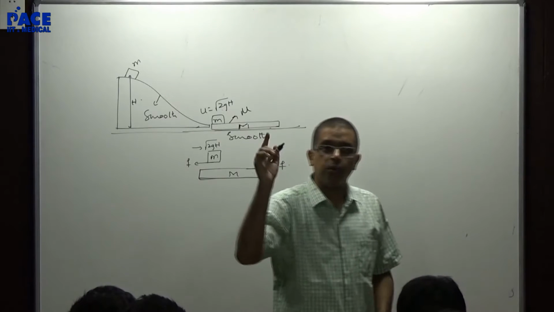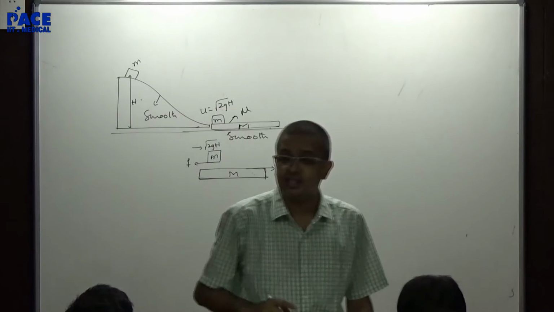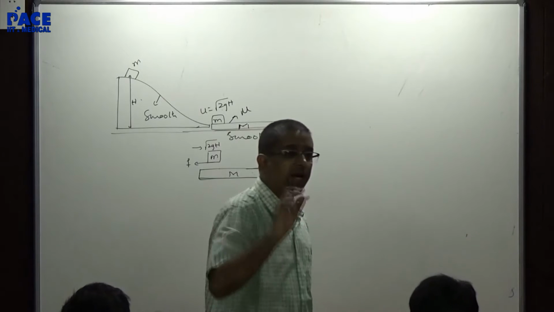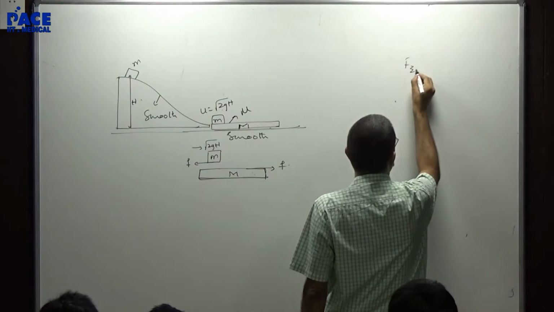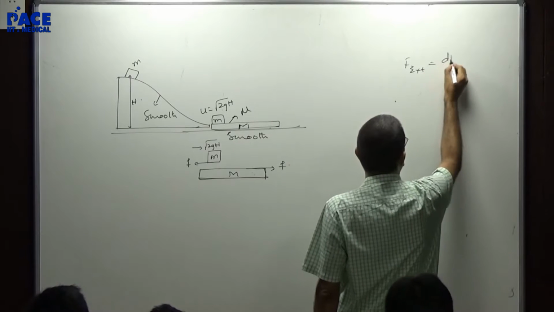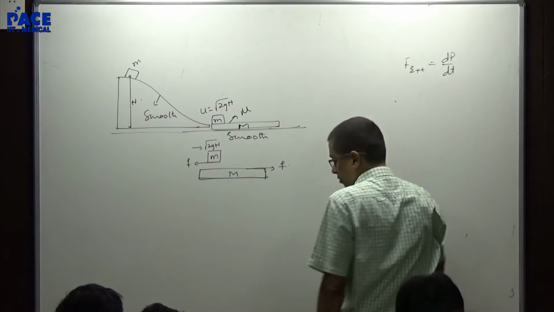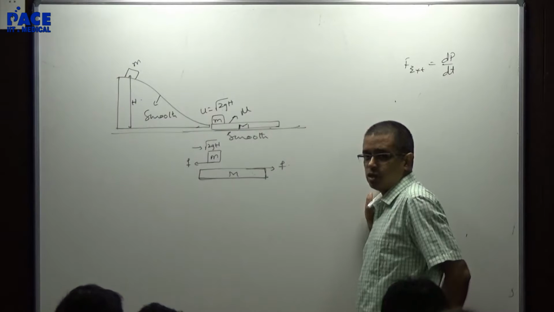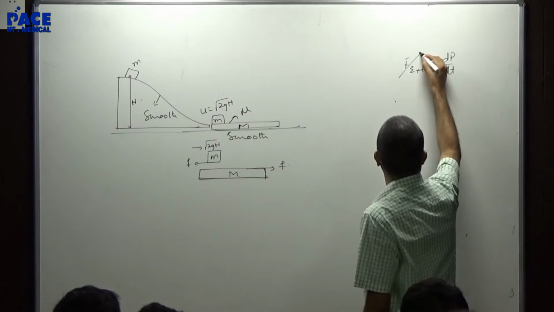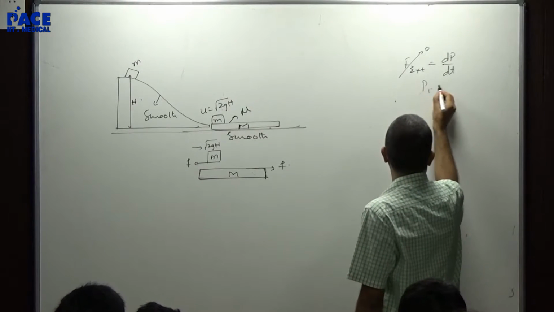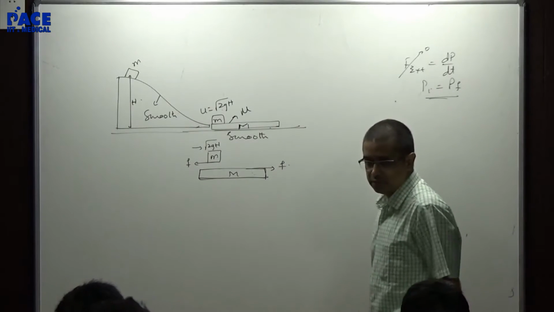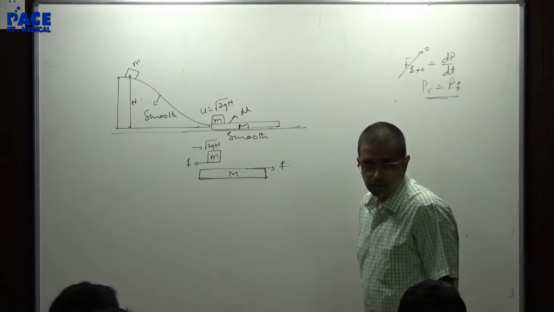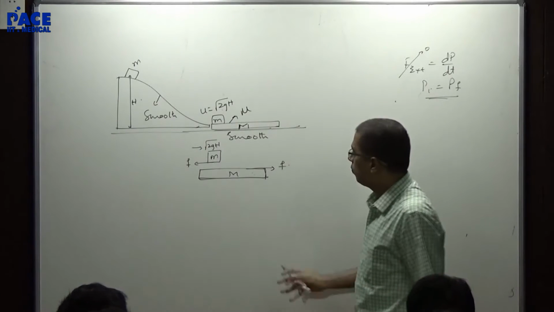Though conservation of momentum will be taught to you in the next chapter, you have an idea on it because of Newton's laws. F external is equal to dP by dt. This is Newton's second law. Yes or no? Yes. If external force is 0, momentum initial is equal to momentum final. Momentum will be conserved. Why are you telling me this now?